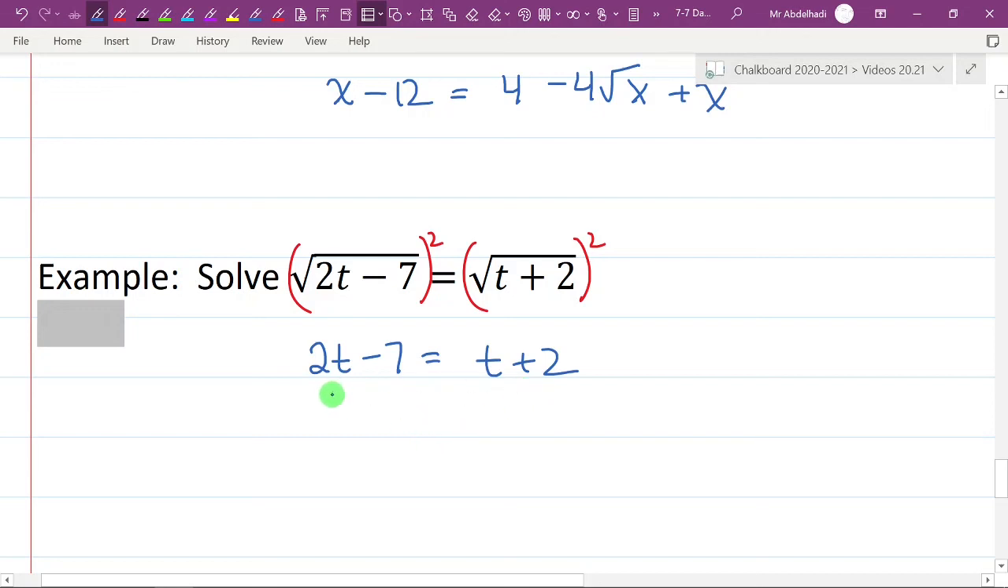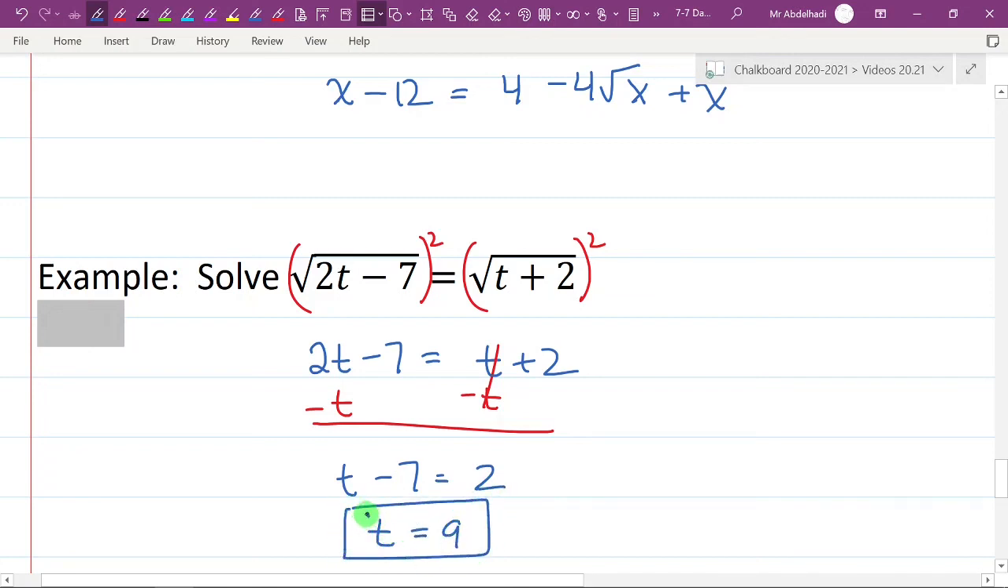We have a t on both sides of the equation. The smartest thing to do is to get rid of the smaller t, so we'll get rid of this one, which means we have to subtract t from both sides, like that. 2t minus t is t, minus 7 equals 2. Add 7 to both sides, t equals 9. We're done, but we still have to check our answer.